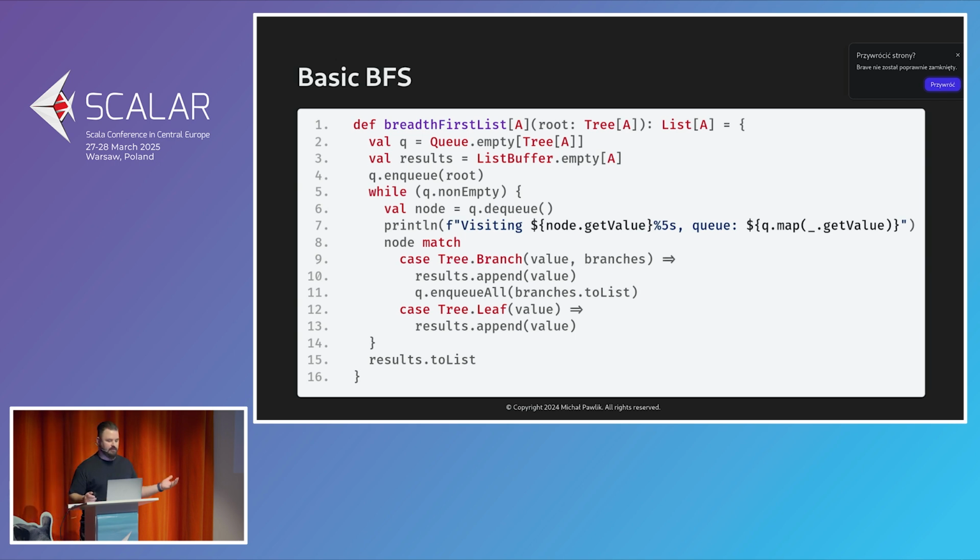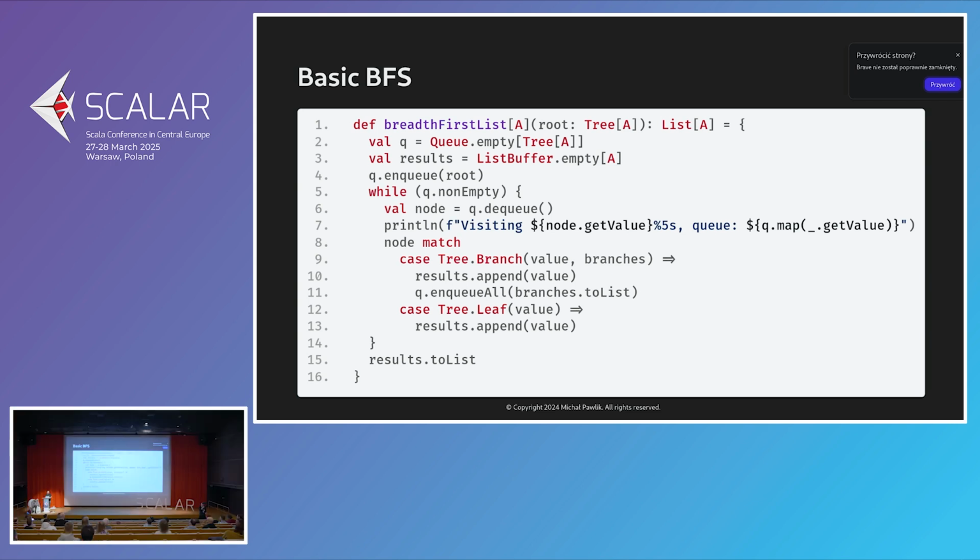If the queue is not empty, we take the first element of the queue, print it to have something for debugging, and then pattern match, because we still have a tree. We need to decompose it, right? If we are working with a branch, then obviously take all of its children and put them on the queue. Otherwise, just append it to the result. Simple as that, okay? Cool.